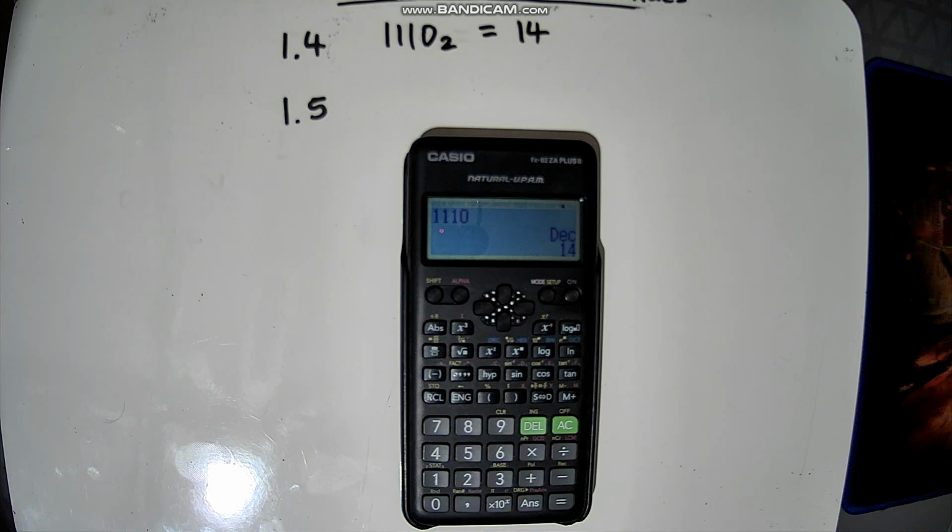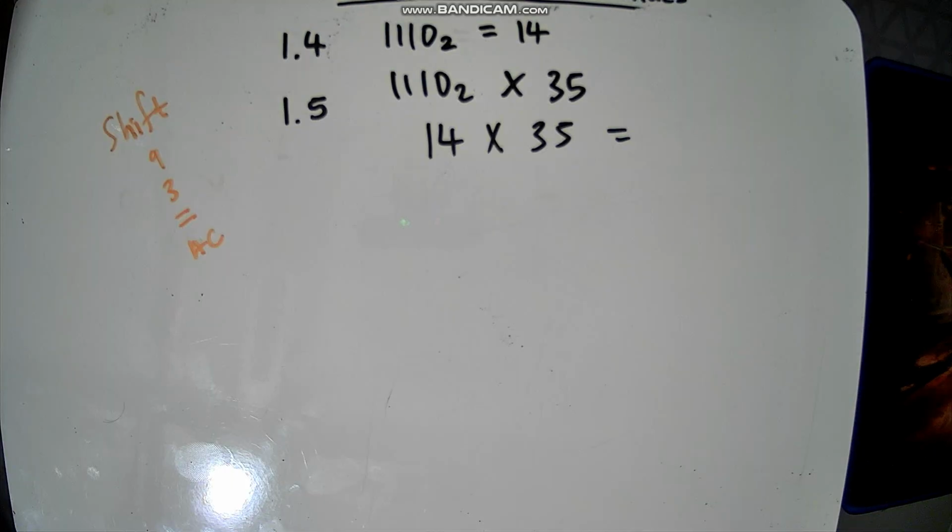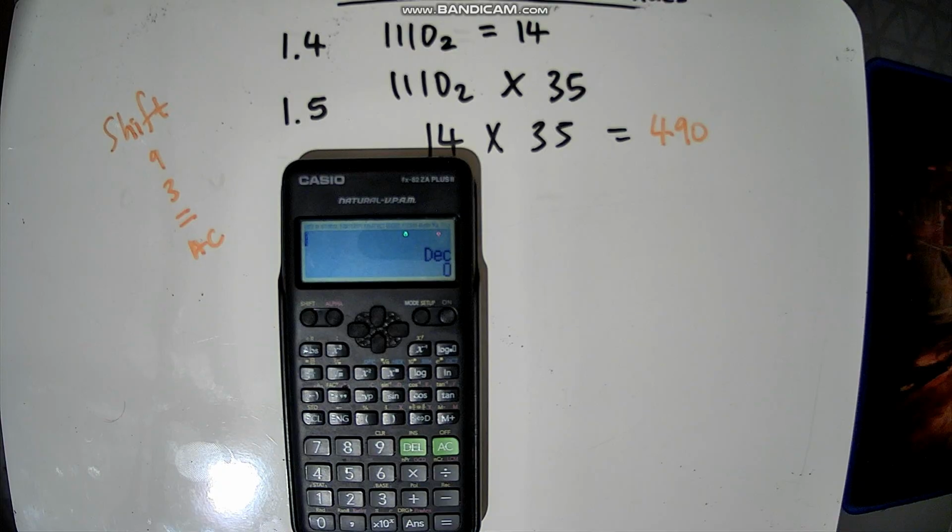The next question says 1110, right, binary times 35. The best thing to do would be to convert the 1110 binary to decimal and write it as 14. So don't forget, shift 9 3 equals AC brings the calculator back to normal. So 14 times 35 would be 490. So mode 4 on the calculator, pressing mode 4 will bring the calculator to decimals. Punch in 490 equals, and now it will show 490 on the calculator.